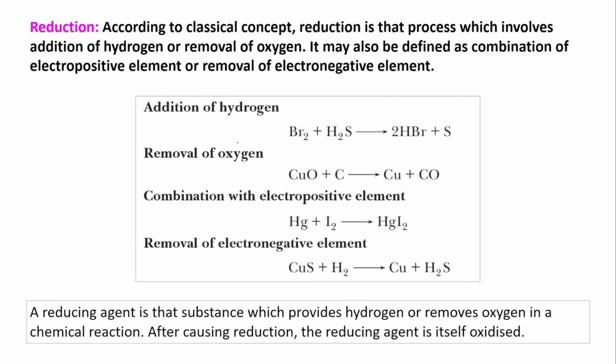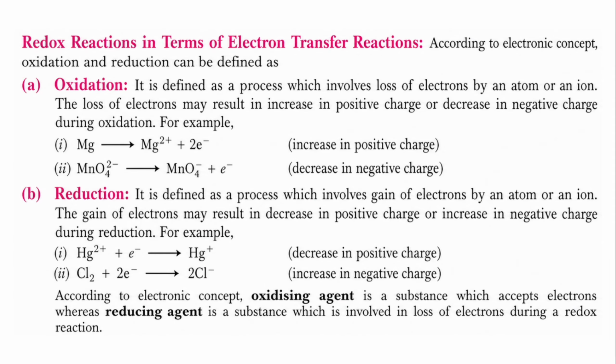Similarly, we have reduction. Reduction is addition of hydrogen or removal of oxygen, or combination with an electropositive element and removal of an electronegative element. Same process. The thing that we have studied in grade 9th is that addition of hydrogen and removal of oxygen is called reduction. Fine. So again, a reducing agent is something which provides hydrogen or which removes oxygen. This is the basic discussion regarding reduction and oxidation.